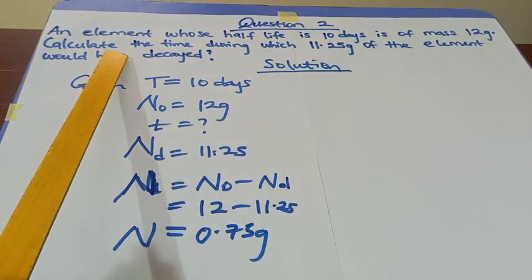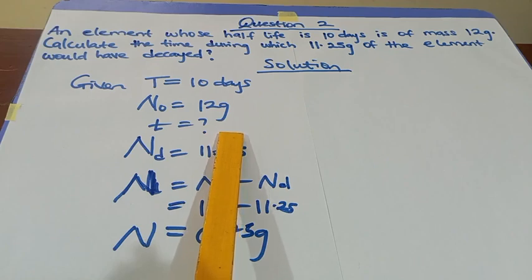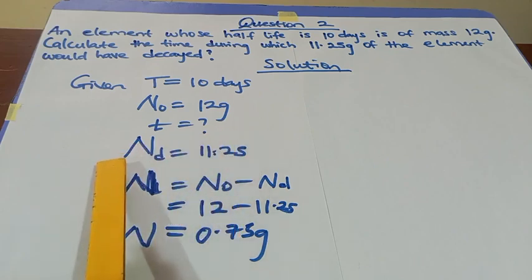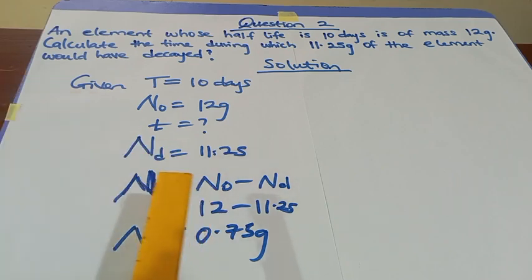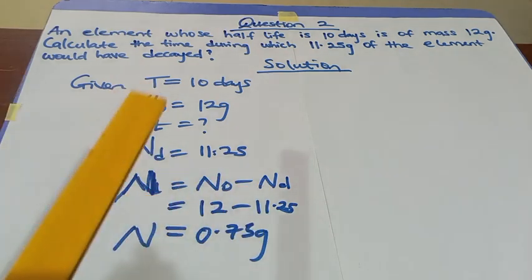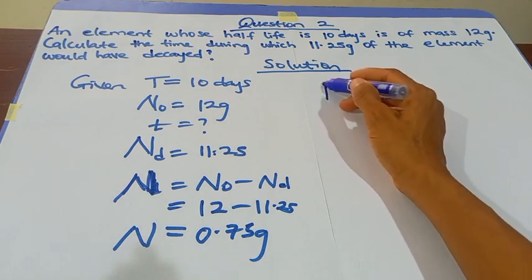Let's write out all the parameters. T is 10 days, N naught is 12 grams, and t is the time we are looking for. 11.25 is the amount that decayed. So the amount that remained will be the original minus the amount that decayed: 12 minus 11.25, which is 0.75. So this is the amount that would have remained. Let's now apply the disintegrating factor. Remember, that's the most important.